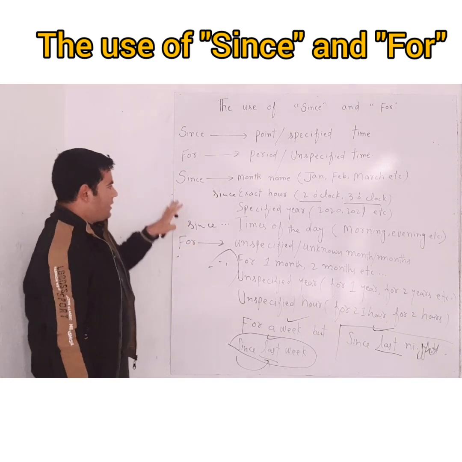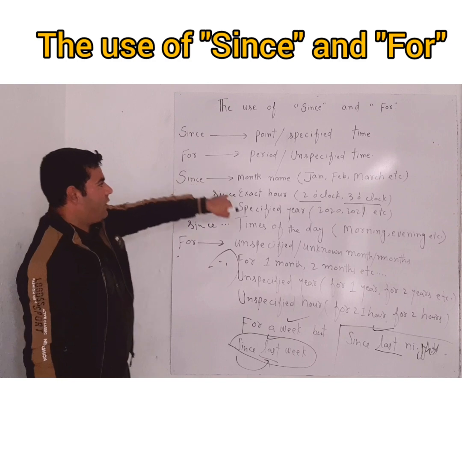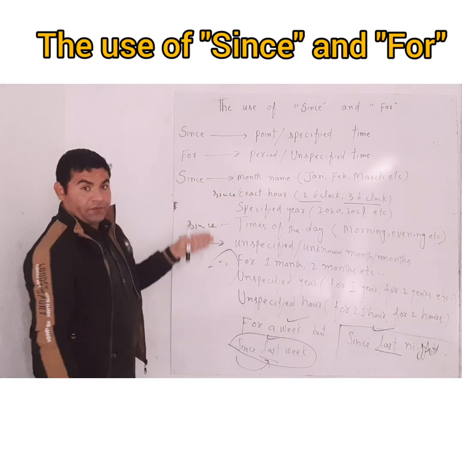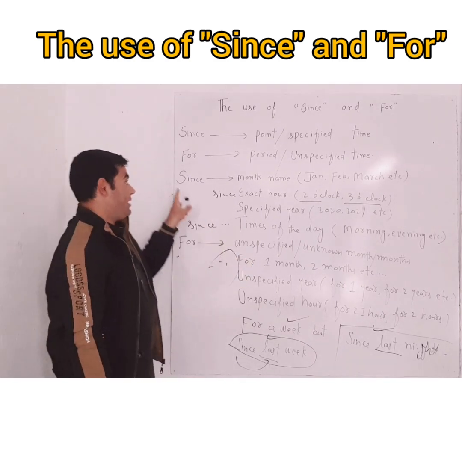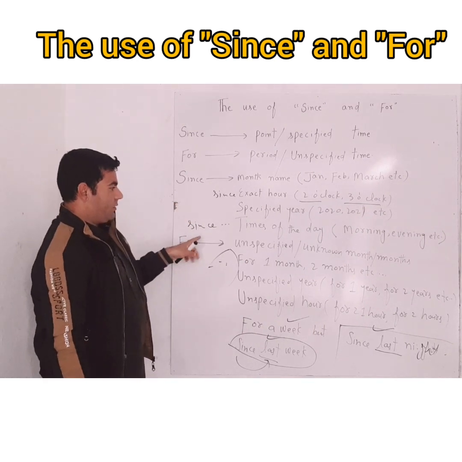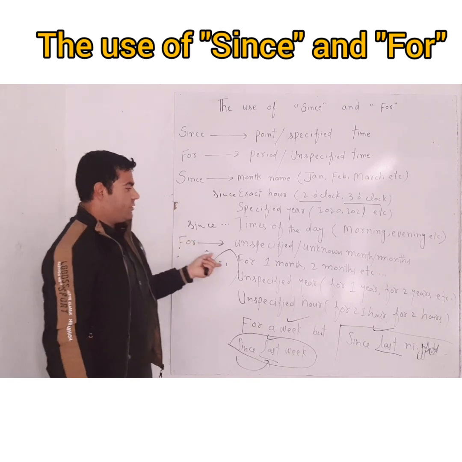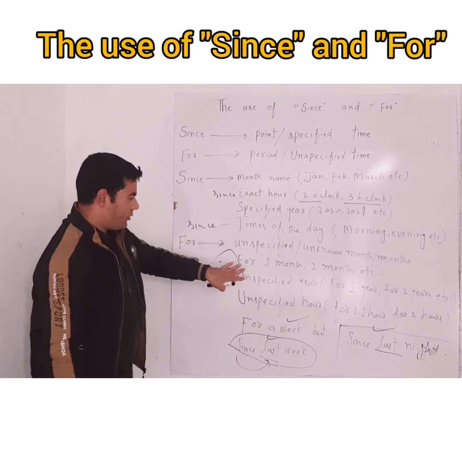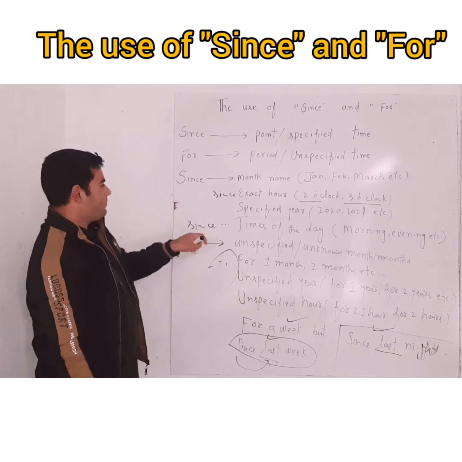Now let's suppose you use since with the names of the month. For example, if you want to mention the month, since January, since February, since March, then you'll have to use since. If you don't want to mention the month, and you just mention the number of months, you say for 1 month, for 2 months. So when you don't want to mention the month name, you'll have to use for.